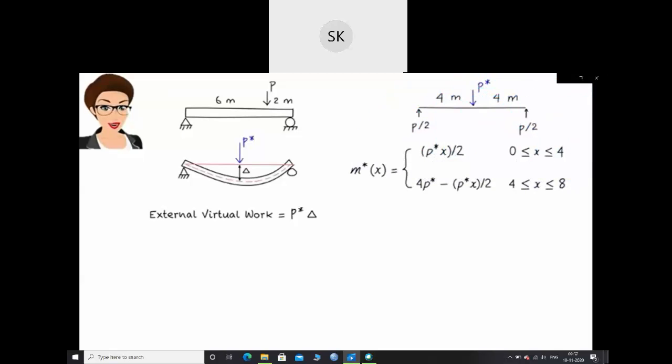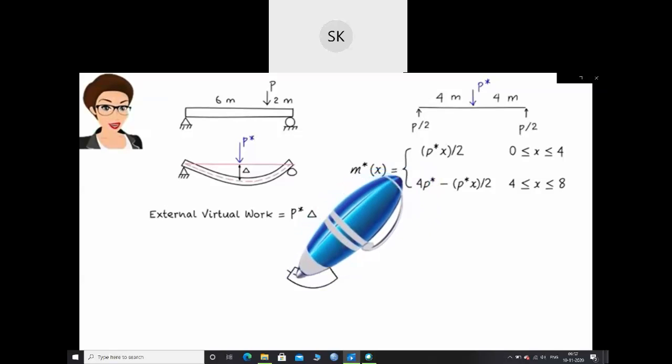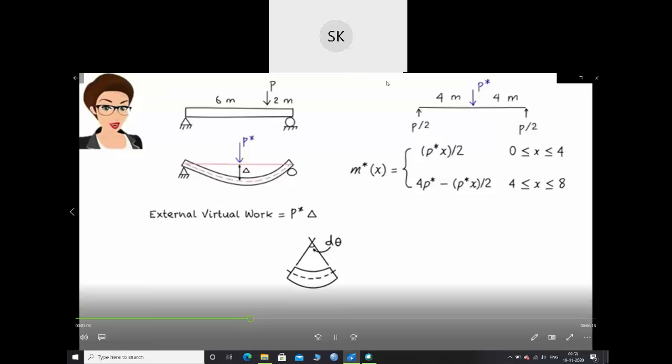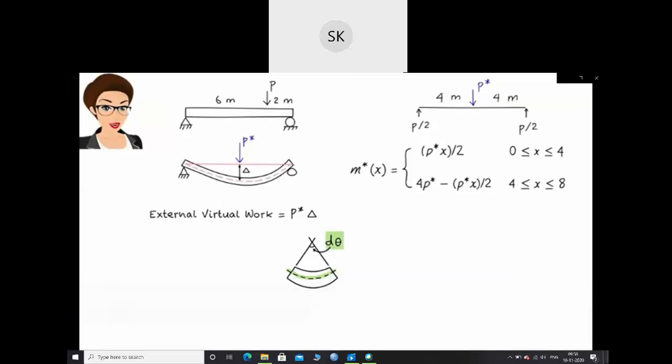Now we need to determine the internal deformation in the beam. To do so, let's examine a tiny segment of the deformed beam. Since the beam has been deformed under the real load, the segment also has a deformed shape. We can treat it as an arc length of a circle. The angle facing the arc length, this angle, represents the internal deformation of the segment due to bending. So, internal virtual work in the segment can be written as m star times d theta.